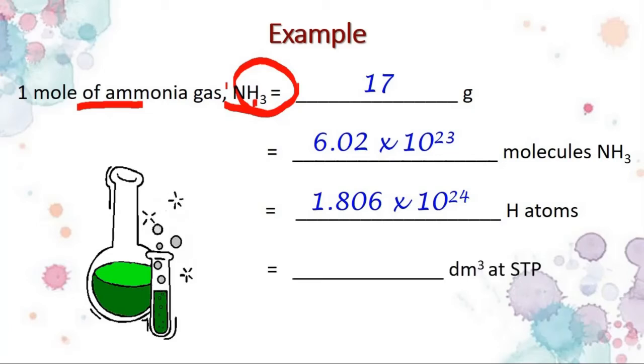Last, what is the volume occupied by 1 mole of ammonia gas at STP, standard temperature and pressure? At standard temperature and pressure, any gas, if 1 mole, must occupy 22.4 dm³. So 22.4 dm³ is also known as the molar volume. Since we have 1 mole of ammonia gas, the volume is 22.4 dm³.